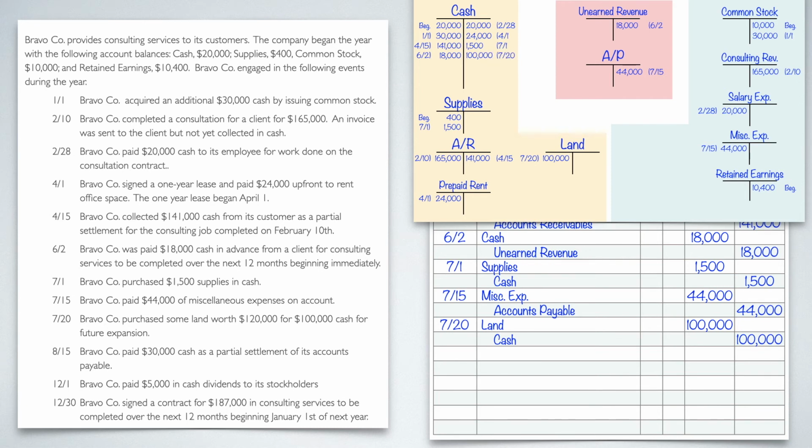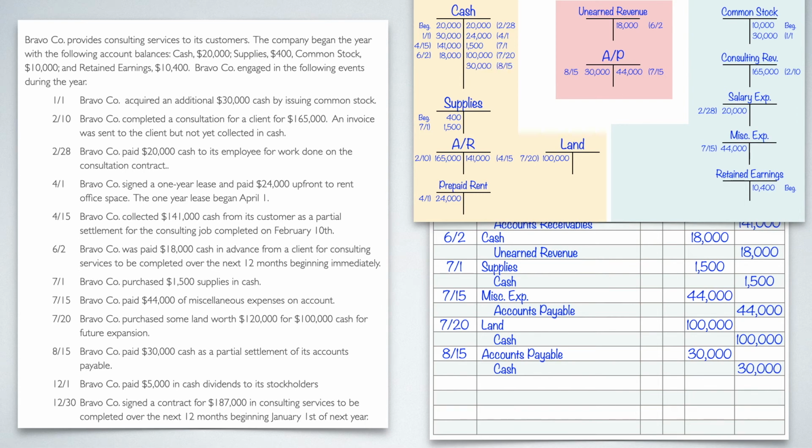All right, 8-15. Bravo Company paid $30,000 cash as a partial settlement for its accounts payable. All right, so 8-15, is cash involved? Yes, because we're paying off our accounts payable. Our cash is going down, therefore cash will be credited. And so we'll put credit cash of $30,000. And the other side of that is we're paying off our accounts payable. In order to get accounts payable decreased, it needs to go on the debit side. So we're going to debit accounts payable for the same amount, $30,000. Now we need to post into our T-tables, debit accounts payable for $30,000, and then credit cash for $30,000.